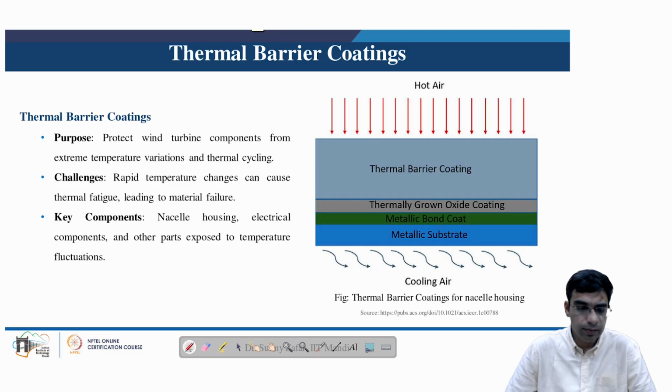Next are the thermal barrier coatings. Thermal barrier coatings in terms of wind turbines are primarily geared towards protecting the wind turbine components from extreme temperature variation and thermal cycling. This is from the environmental thermal cycling, because rapid changes in temperature can cause thermal fatigue and may lead to material failure. So the key components where the thermal barrier coatings are applied include the nacelle housing, electrical components, and other parts which may be exposed to temperature variations.